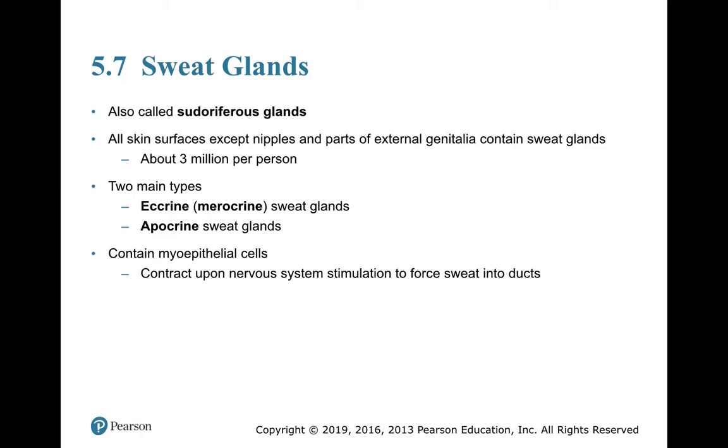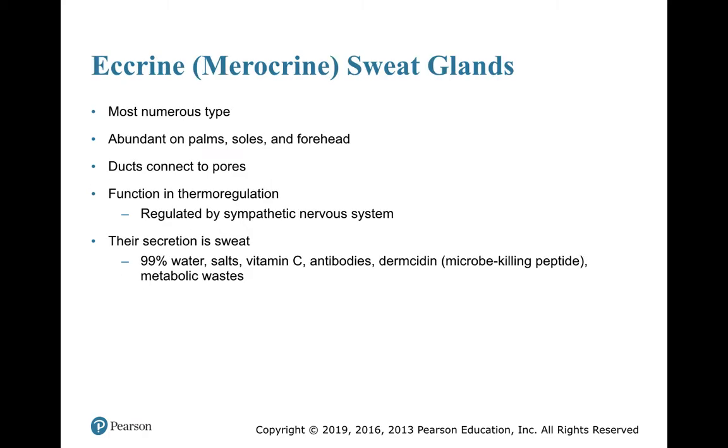The eccrine or merocrine are sweat glands. The apocrine are also sweat glands. Their contents are a little different. They are made up of myoepithelial cells. As myo still refers to muscle, these are kind of a combination between epithelial cells and muscle cells, because they have the ability to contract when the nervous system tells them to and force the sweat into the ducts, which lead to the surface of our skin.